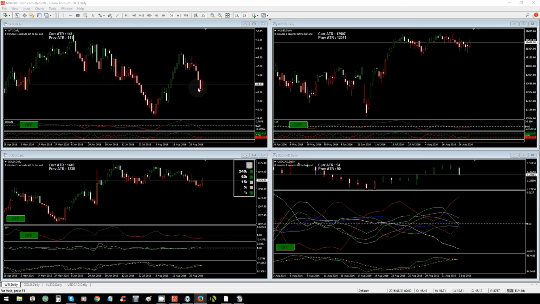Obviously it's been in a downtrend, and on Friday it started to rise, and interestingly at the same time gold, which had been in a downtrend, started to rise as well. The Dow had been in a downtrend and started to rise on the Friday as well. These are all daily charts, by the way.